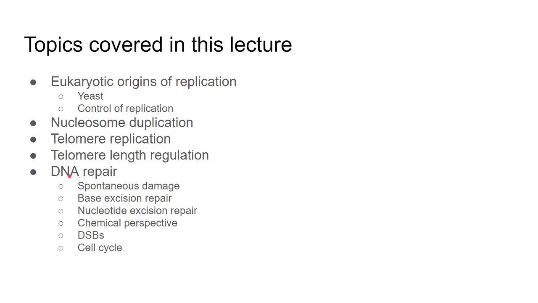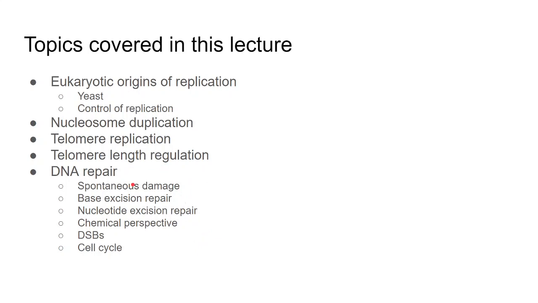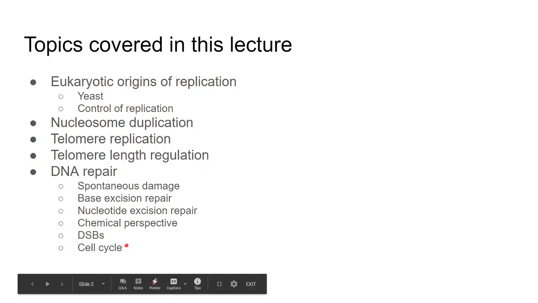So we've discussed repairing of the DNA in the context of replication. This will be independent of the context of replication. So what happens if there's spontaneous damage? And then we'll talk about these two mechanisms of repair. Then we'll talk about the chemical perspective of how it is somewhat easy to repair DNA. Then we'll talk about double-stranded breaks. DSBs are double-stranded breaks. And then we'll talk about the effect of DNA repair mechanisms on the cell cycle.